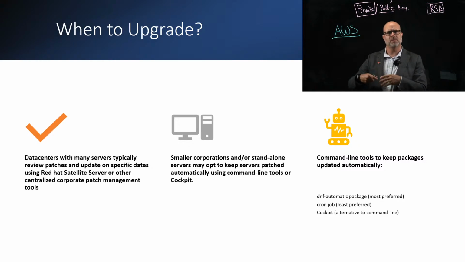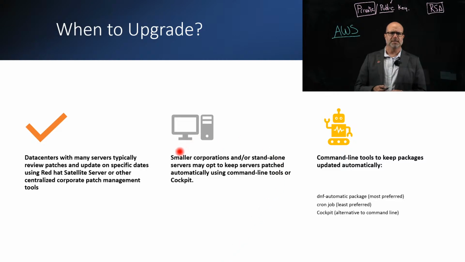There's a team that reviews the new patches as they come in from Red Hat to make sure they're not going to break anything in our environment. And typically for Linux machines, they'll use Red Hat Satellite Server or other centralized corporate patch management tools. Some companies use Spacewalk, and that's just the upstream for Red Hat Satellite Server, but not a lot of larger companies will. They'll use Satellite Server instead.